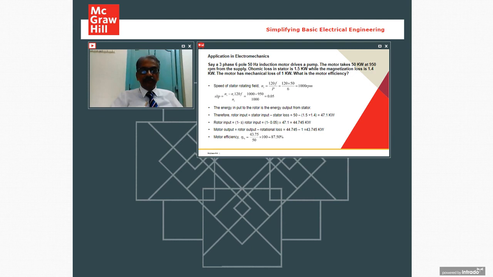In electromechanics, for the induction motor, there is a simple problem shown here, where we have found the efficiency by determining the losses. Here the concept of the student is made clear about stator loss, rotor loss, rotor input, and rotor output. So how induction motor calculations and performance analysis can be done, such simple problems can illustrate.